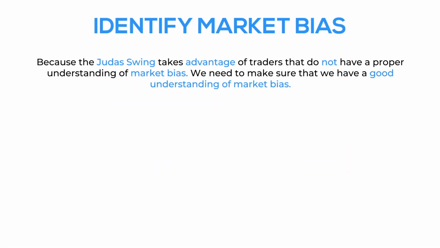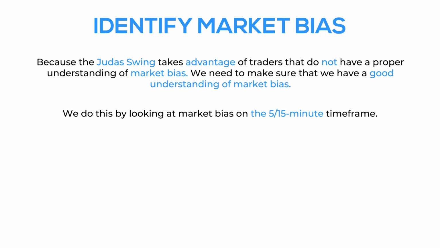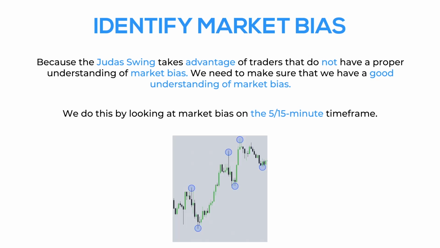So the first thing we do for the Judas Swing is identify market bias. Because the Judas Swing takes advantage of traders that do not have a proper understanding of market bias, we need to make sure that we have a good understanding of it. Again, the Judas Swing is a false energetic move that trips up reactionary traders, and these reactionary traders do not have a proper understanding of market bias. So to make sure that we are not in that category, we need a really good understanding of market bias. We do this by looking at bias on the 5 to 15 minute time frame. You can see right here, we have a clearly bullish trend. You can see we have a high here, low here, higher high, higher low, and so on and so forth.